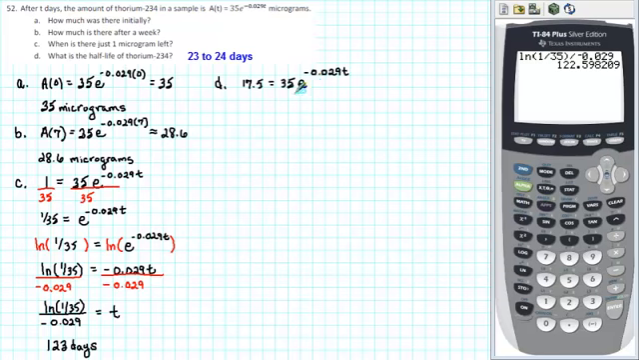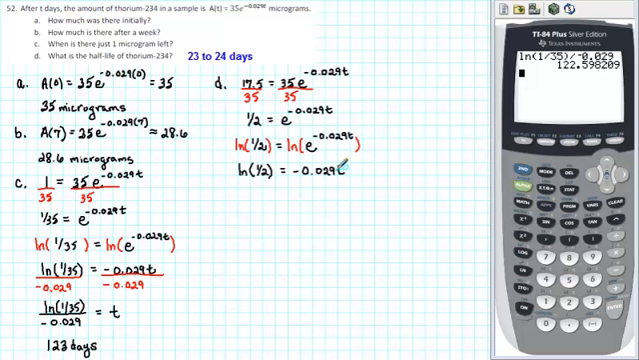To solve this equation, we'll just mimic the steps that we used in part C. First of all, we'll divide both sides by 35. The resultant equation is 1/2 is equal to e raised to the negative 0.029t power. Next, we take the natural logarithm of both sides. The resulting equation is the natural logarithm of 1/2 is equal to negative 0.029t. For our last step, we divide both sides by negative 0.029.